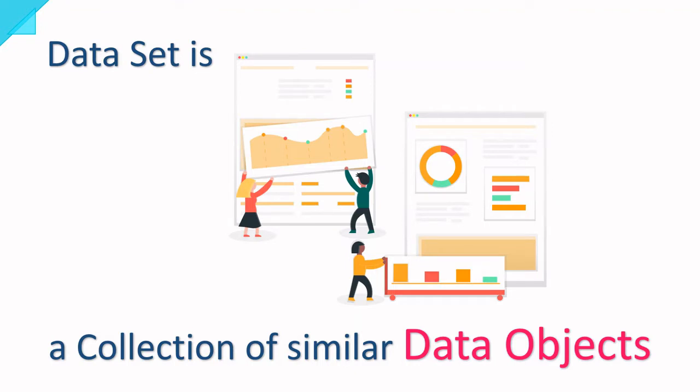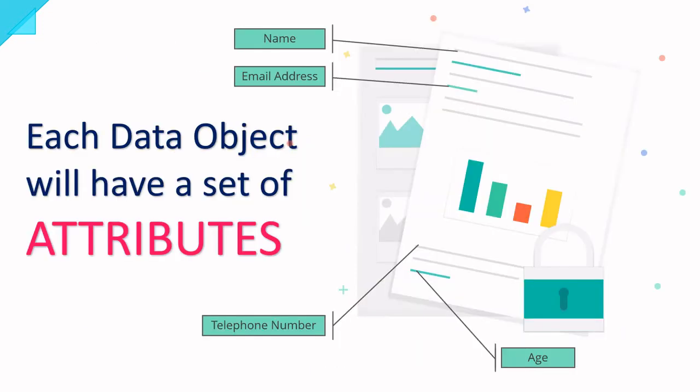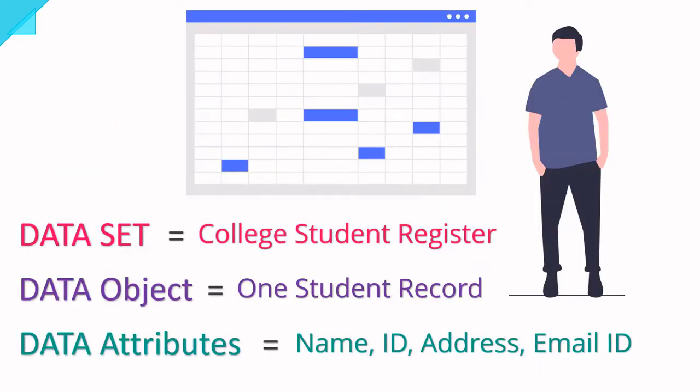What is a dataset? A dataset is a collection of similar data objects. A data object is said to be an instance of representation of a structured entity. Each data object contains a set of attributes which defines the structure of the data. For instance, a college student register is considered to be a dataset, and a data object is a particular student's data. That data will have a set of data attributes such as name, student ID, email and address, which define the structure of the data.